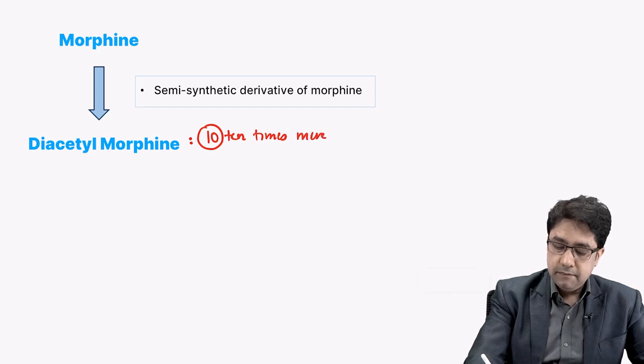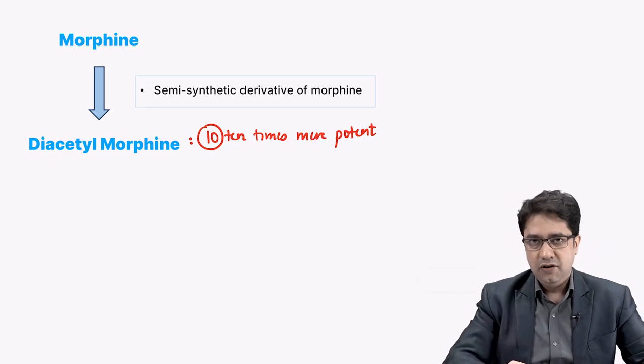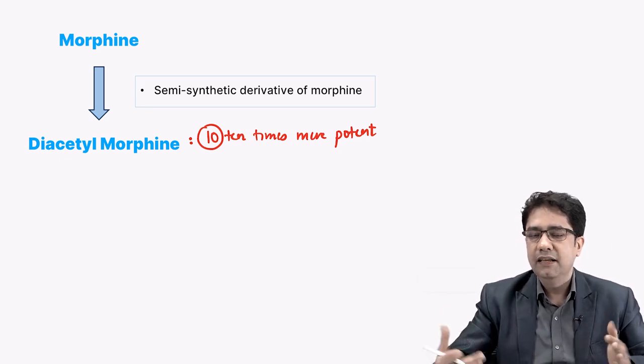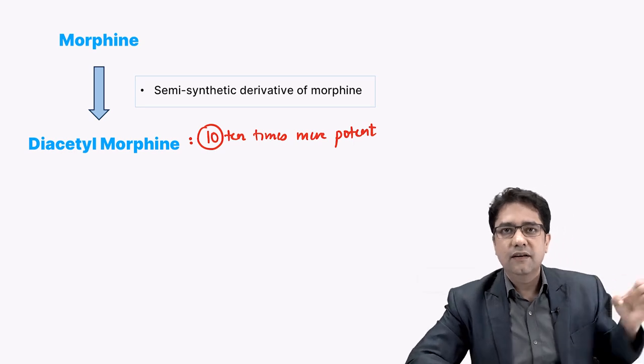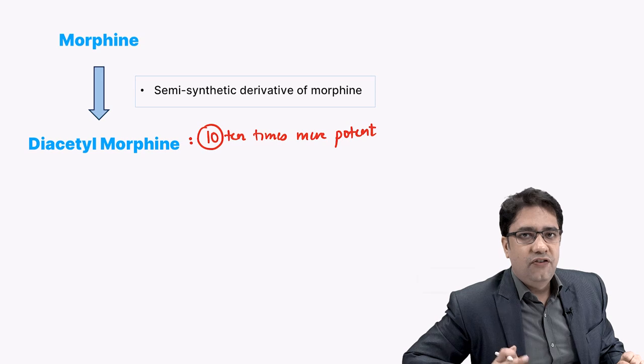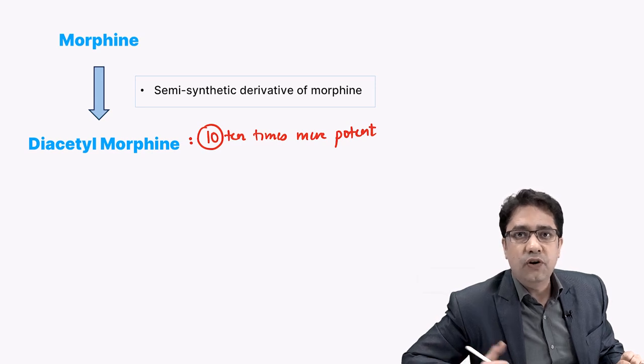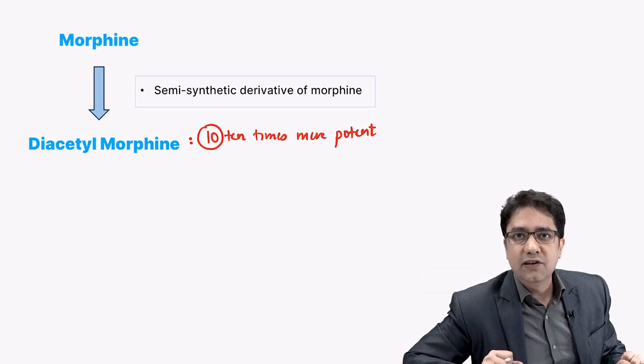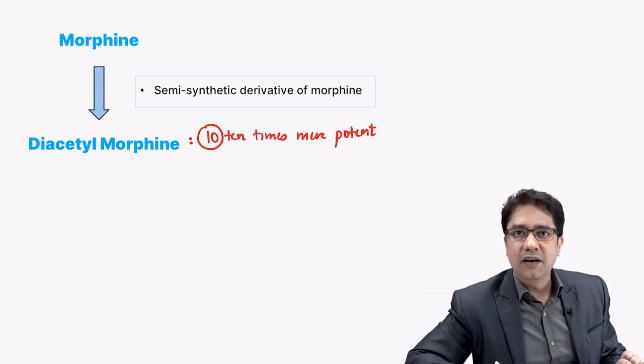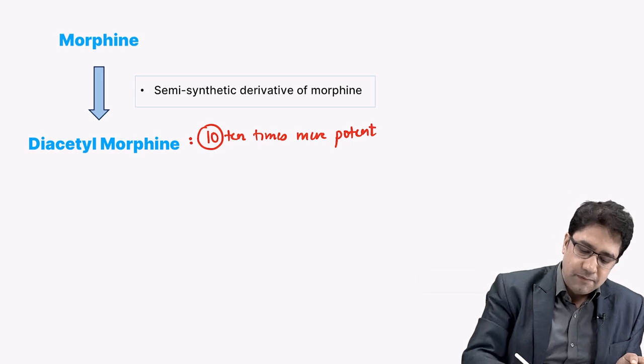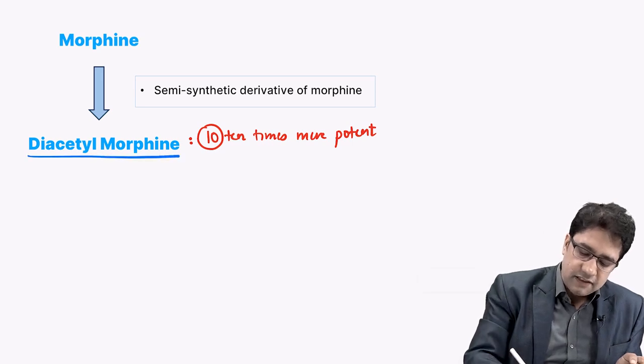Now, imagine if a person is a smuggler who wants to smuggle and supply these drugs to their customers. Is giving morphine better or giving diacetyl morphine better? Don't you think diacetyl morphine is 10 times more potent? A person will require a lesser dose and it is easy to smuggle. So this diacetyl morphine, smugglers used to call it smack.